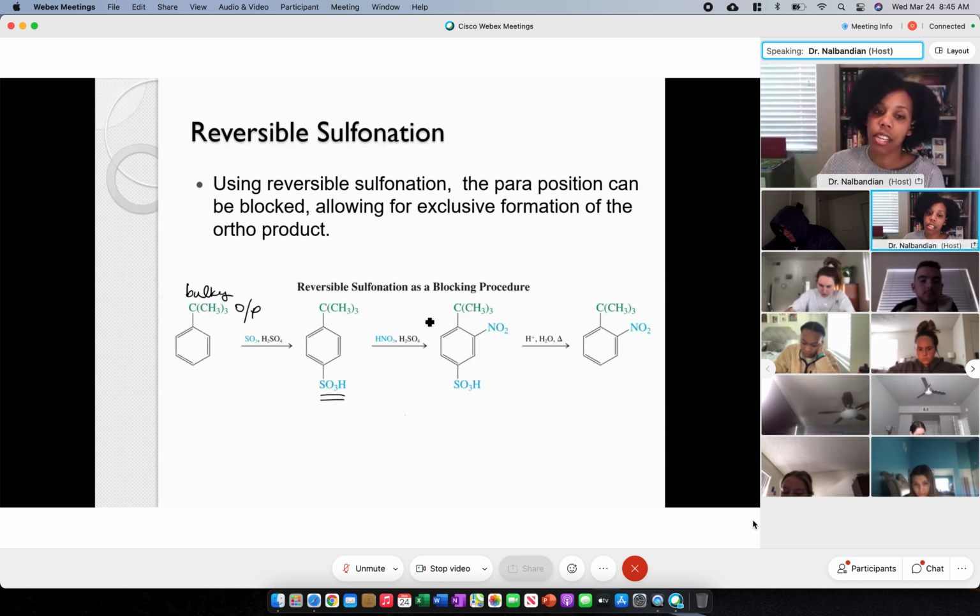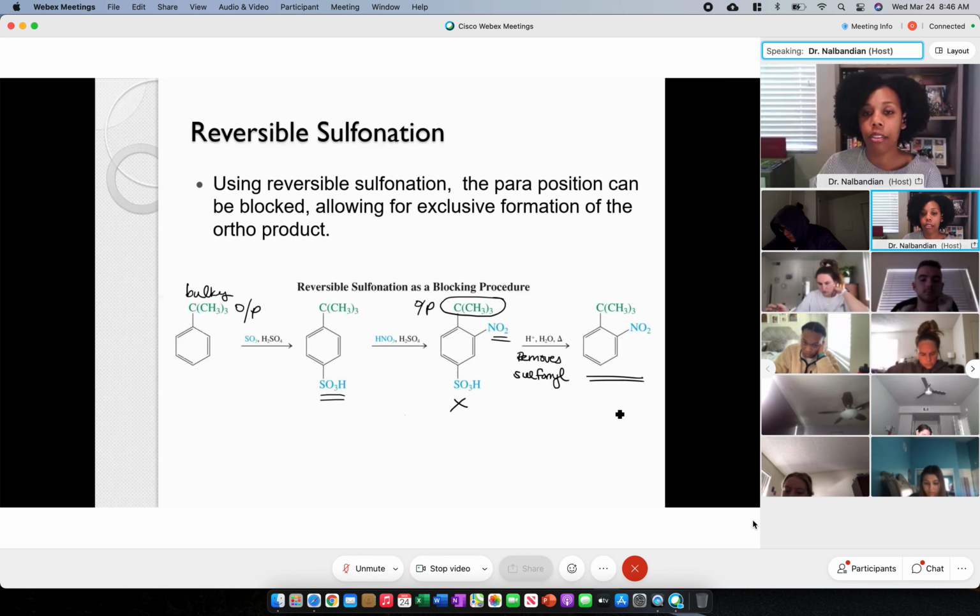Now when we do the nitration, still the strongest activator is going to dictate the reaction. So our t-butyl group dictates the course of the reaction. Para is blocked by our blocking group. The sulfonyl group is a blocking group. It's blocking the para position, so the reaction can only happen in the ortho position. Then we can do this step where we are removing the sulfonyl. We remove that sulfonyl group, giving us a high yield of the ortho disubstituted product, none of the para. The para couldn't happen because we blocked the para position with our sulfonyl group.